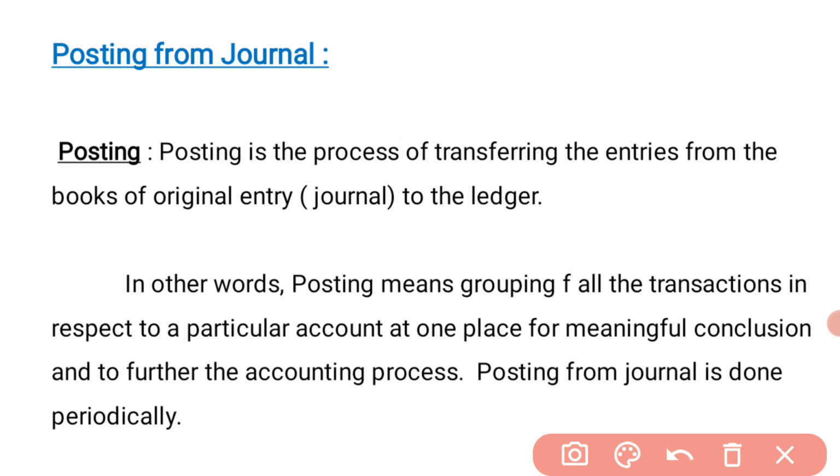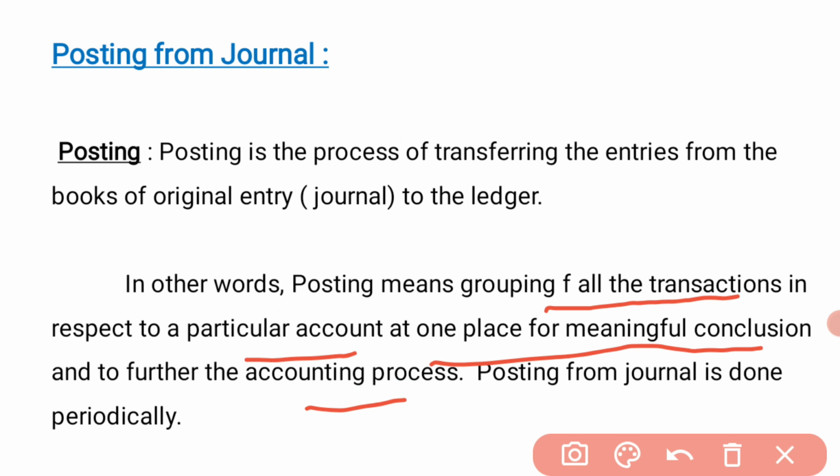So whatever the recorded transactions in the journal, you are going to transfer them into the ledger. That process is called posting. In other words, posting means grouping up of all transactions in respect to a particular account at one place for a meaningful conclusion and to further the accounting process.